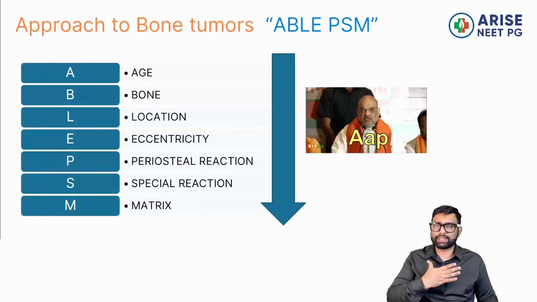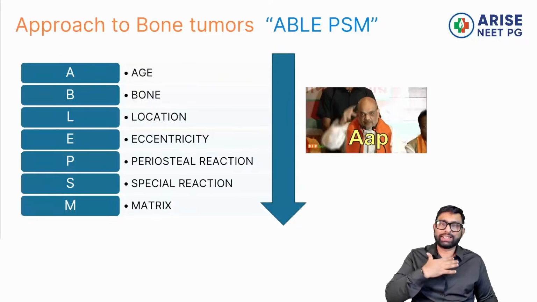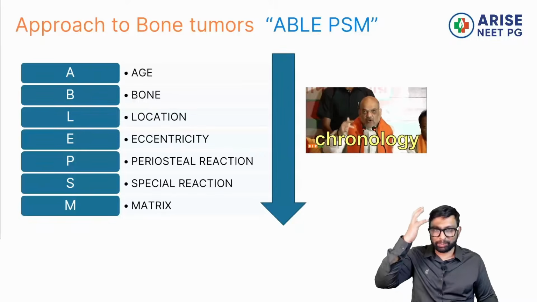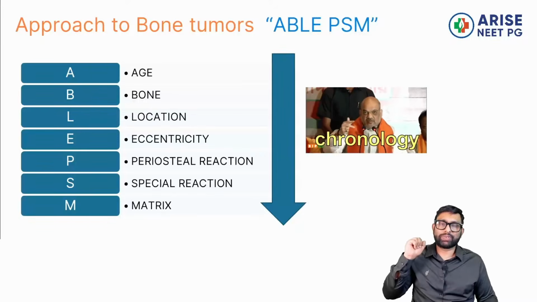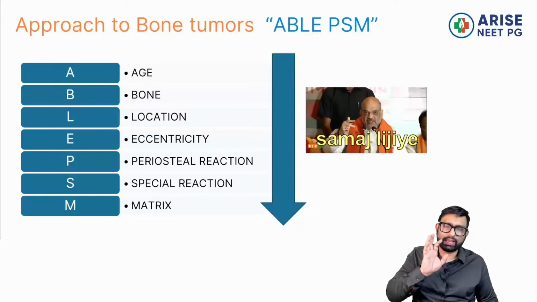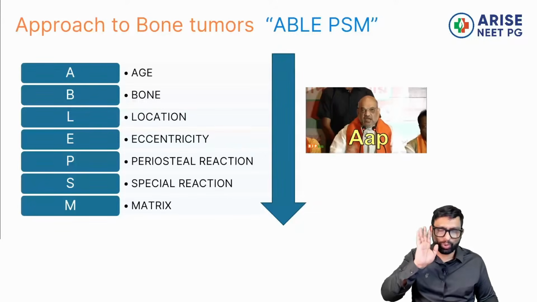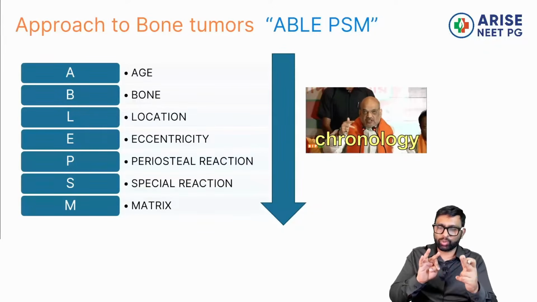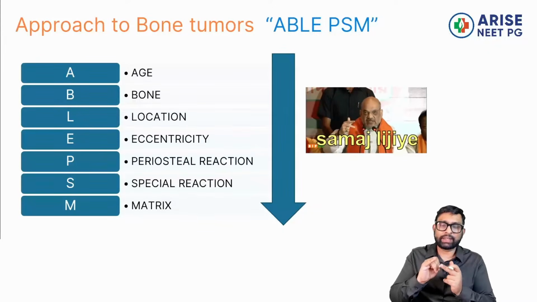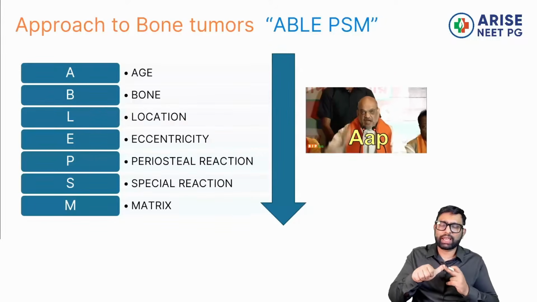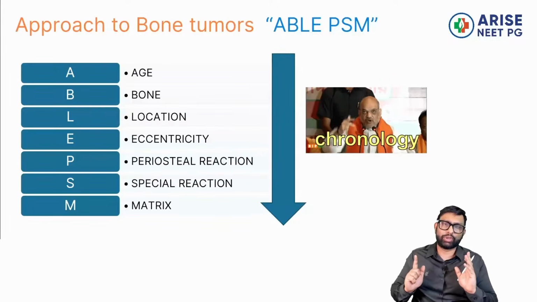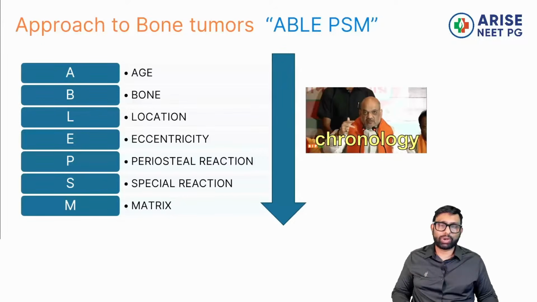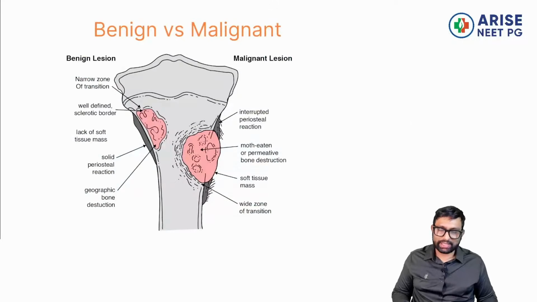If anyone has taken a session from me on bone oncology, this is how I teach bone tumors. I give you an approach to remember bone tumors where any x-ray you see, any clinical scenario you see, you have to ask these questions. What is the age of the patient? Which bone is involved? What is the location? What is the eccentricity of the tumor? What is the periosteal reaction? Is there any special reactions? What is the matrix of the tumor? So these are the questions you have to ask. So let's ask these questions here as well.